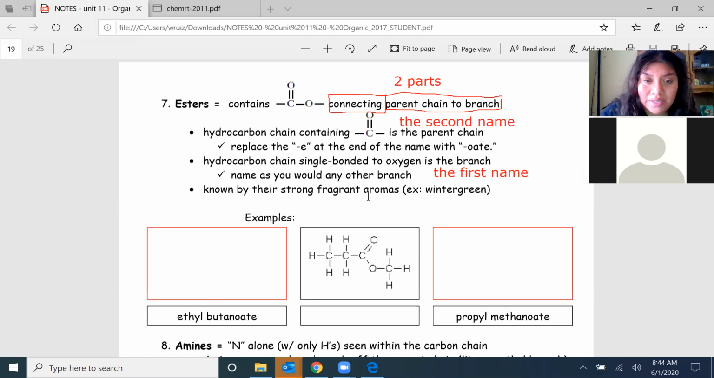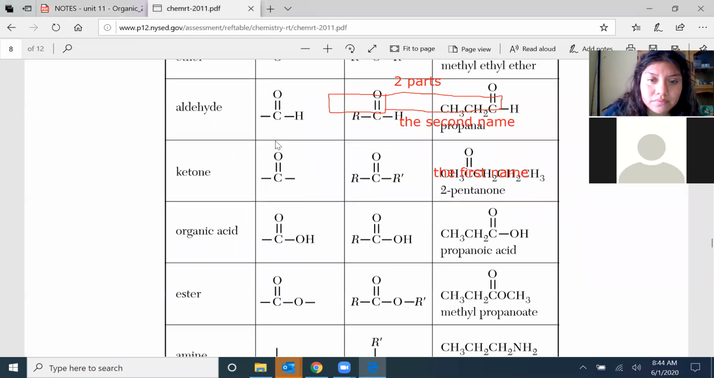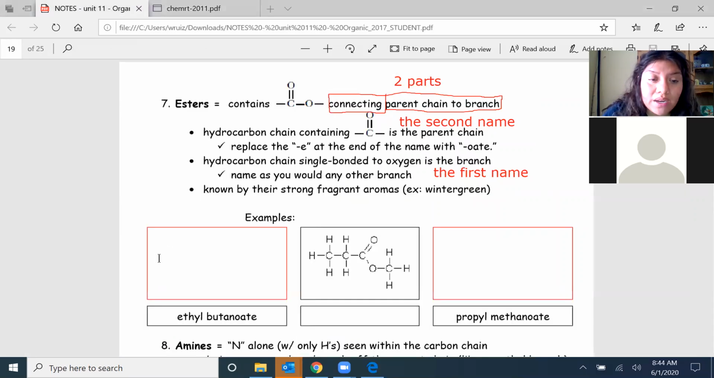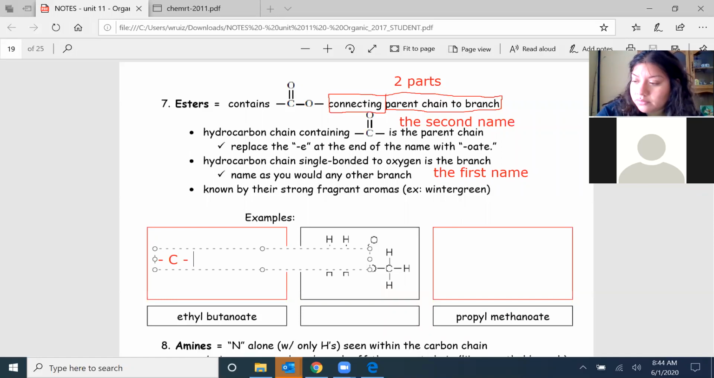All right, so I'll give you an example. So we have ethyl butanoate. Let's try to remember what ethyl means. Ethyl means two, right? Going back to our reference table, ethyl means two, so there's two carbons. So I'm gonna go ahead and draw the two carbons. Okay, that's what ethyl means.